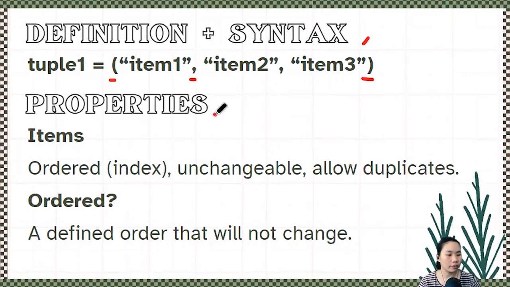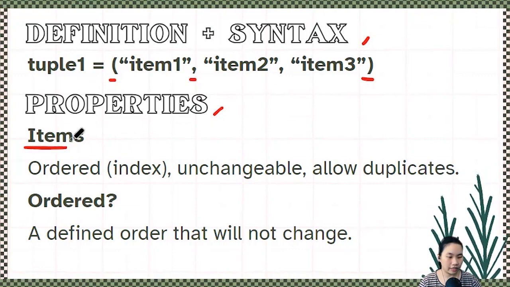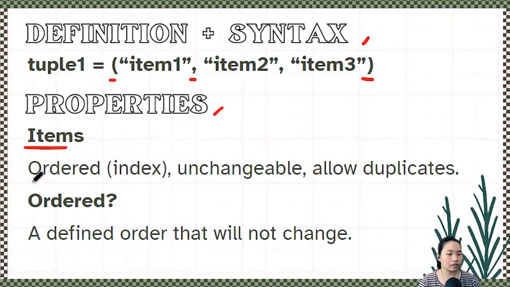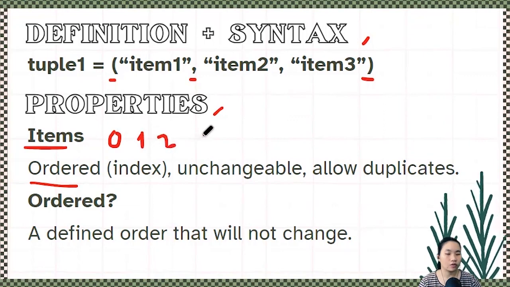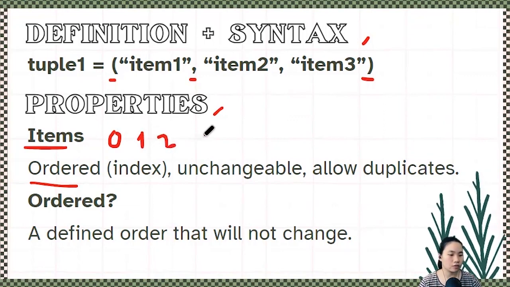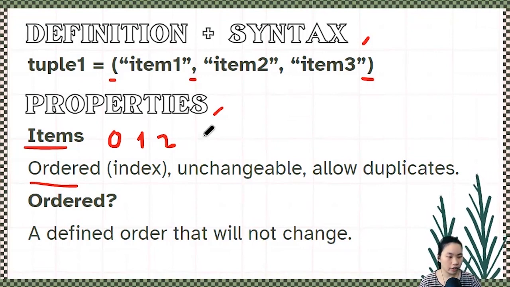Now let's look at some properties of tuples. First off are the items, okay? Items are ordered. What do I mean by this? Well, they follow the index. The index starts at 0, 1, 2, 3, so on and so forth. So that's what I mean by tuples are ordered.